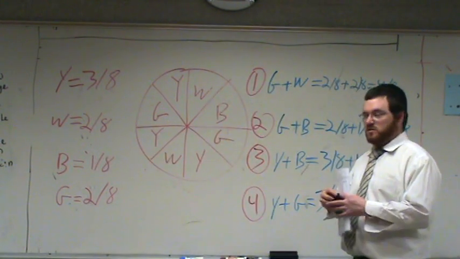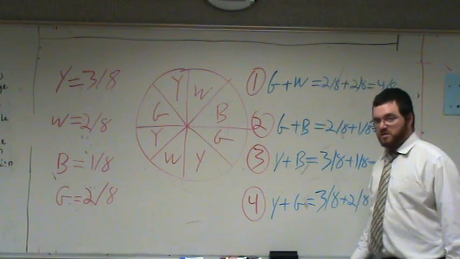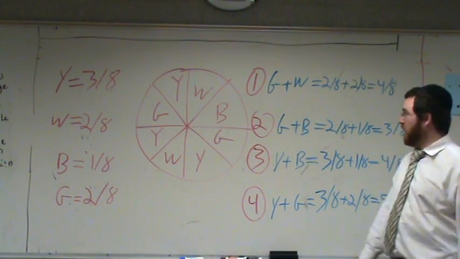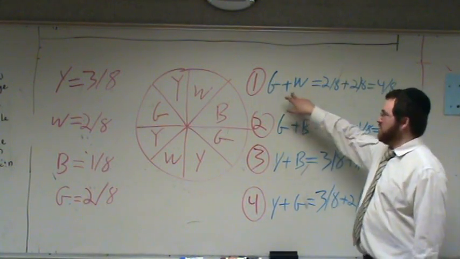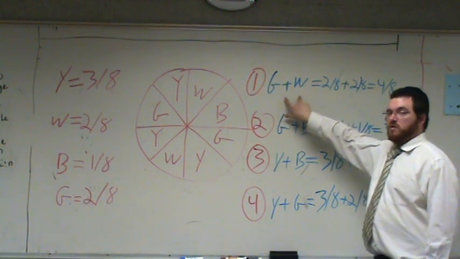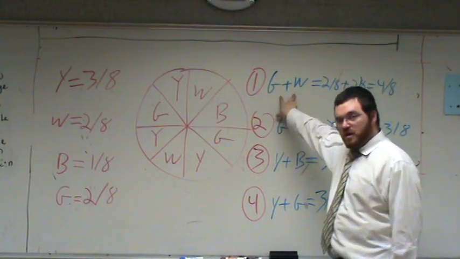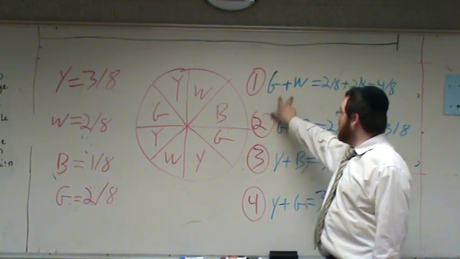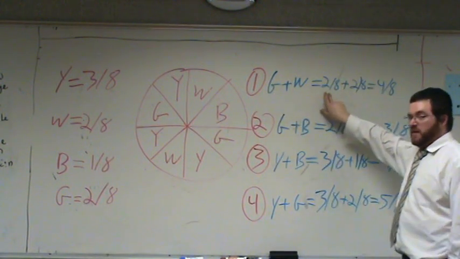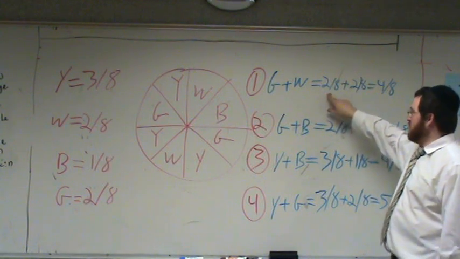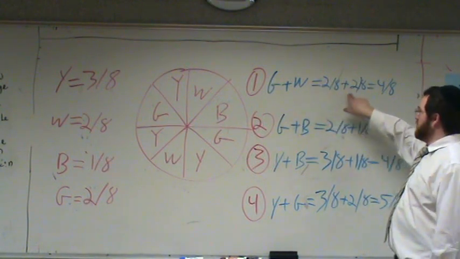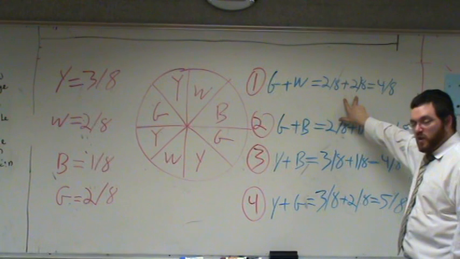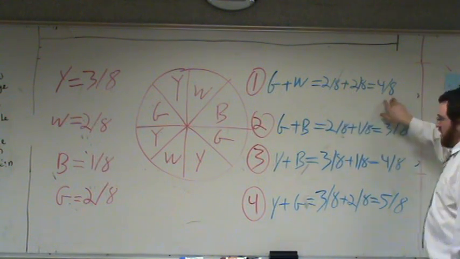So the first answer asks you, which event is most likely to occur? Answer 1, that will land on a green or a white. So we don't care if it lands on a green or a white. Whether it lands on a green or lands on a white, that's what we want. So therefore, the chance of falling on the green is 2/8 of the board, plus the chance of landing on the white is 2/8 of the board, so that's 4/8.